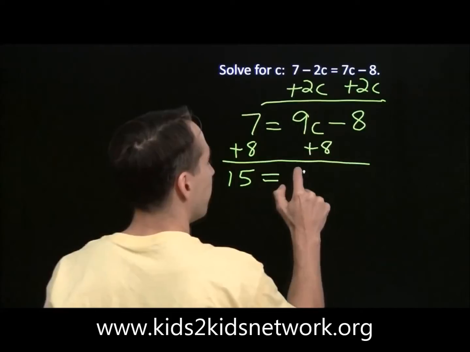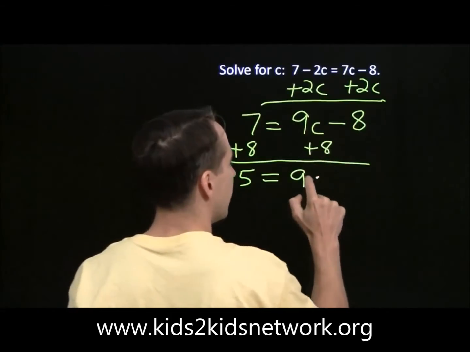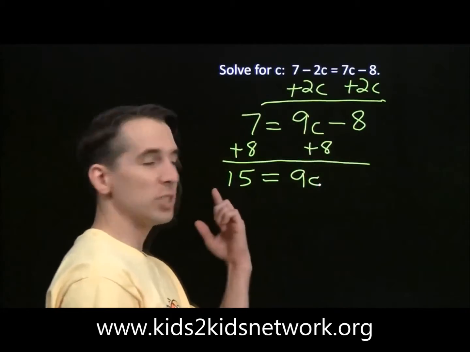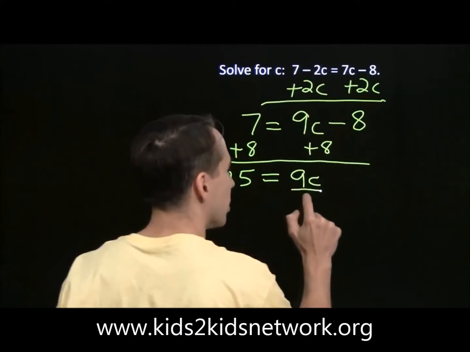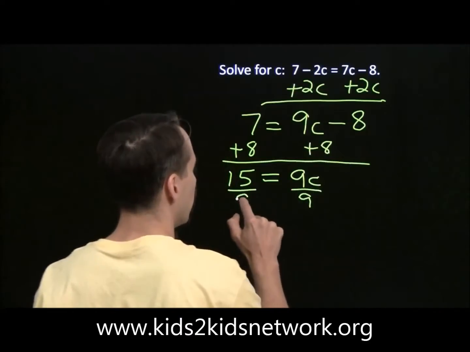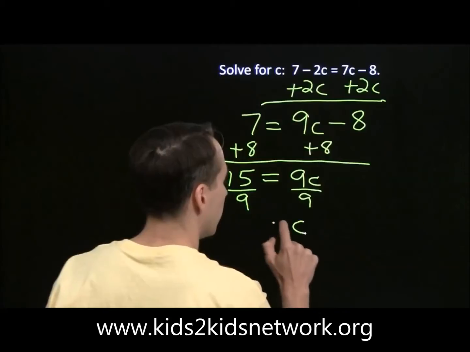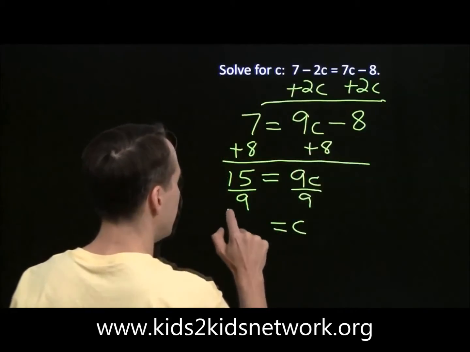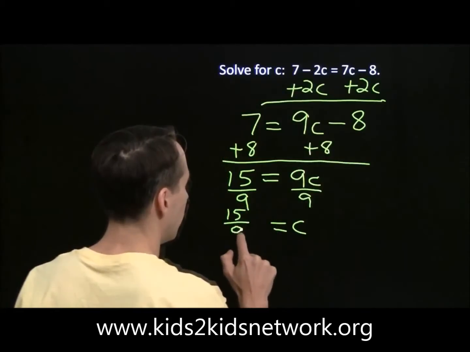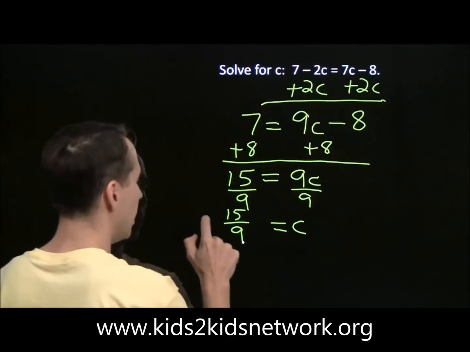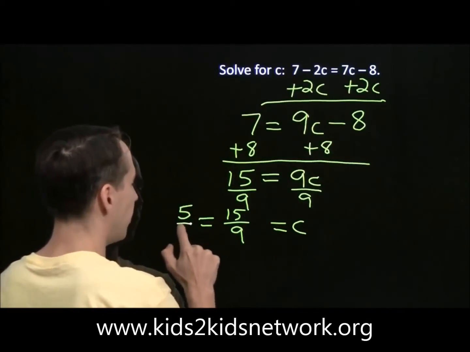And we're left with 15 minus 8 and plus 8. They cancel. We have 9 times c equals 15. And we know how to handle this equation. We just divide both sides by 9. The 9's over here cancel, and we have c equals 15 over 9. And of course, we can simplify 15 over 9 as 5 thirds.